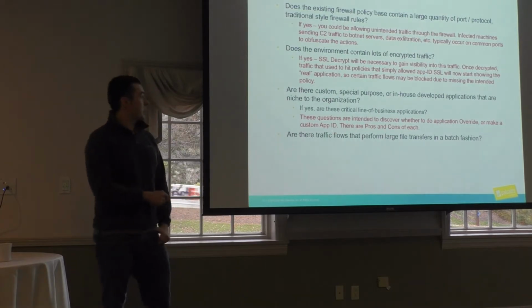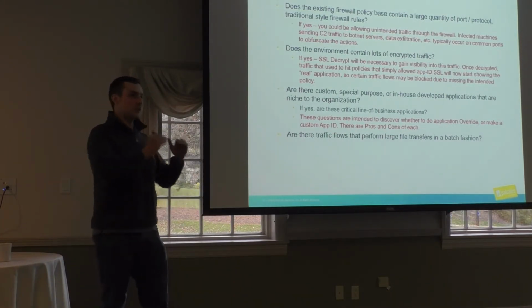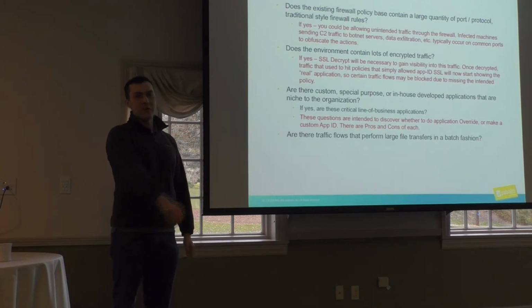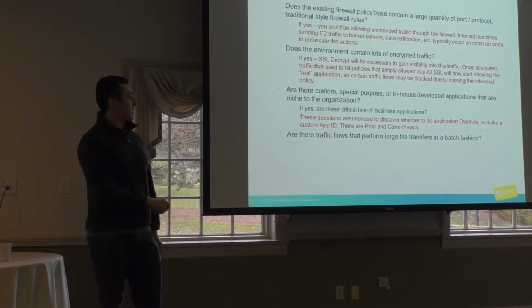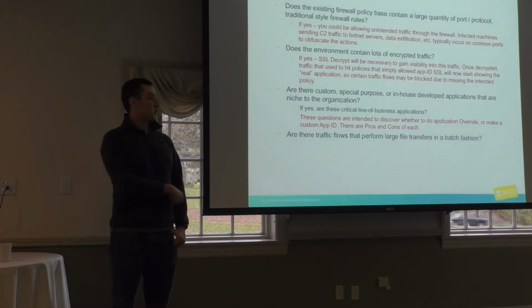But the only time you want to use app override is when you know for sure, I have a traffic pattern that needs to be matched and I don't have an app signature for it and it just needs to work, make an app override rule. If you have the time to develop a custom app signature, I recommend doing it. Any more questions so far, or should I move on here?